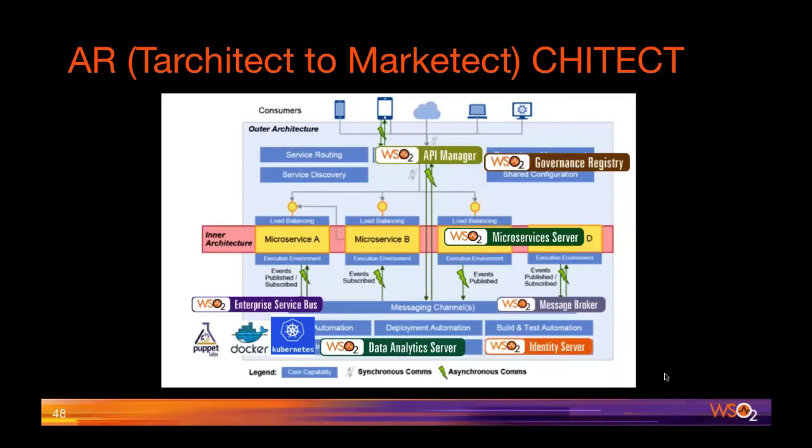And then to extend the communication between microservices as well as with the outside world, Enterprise Service Bus and Message Broker will come into the picture. And Identity Server brings the security component into the microservices architecture, and a Data Analytics Server that we have provides the analytical capabilities to the microservices architecture. And the rest of the technologies like Docker, Kubernetes, Puppet will enable the containerization as well as how you can dynamically scale these solutions in a production deployment.